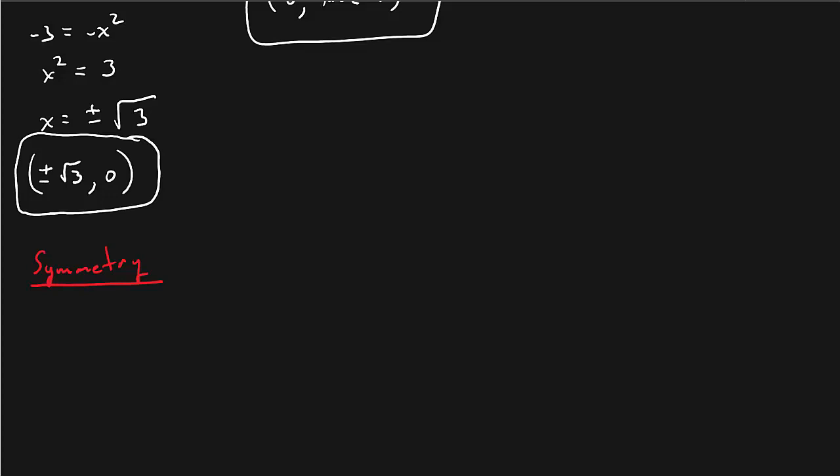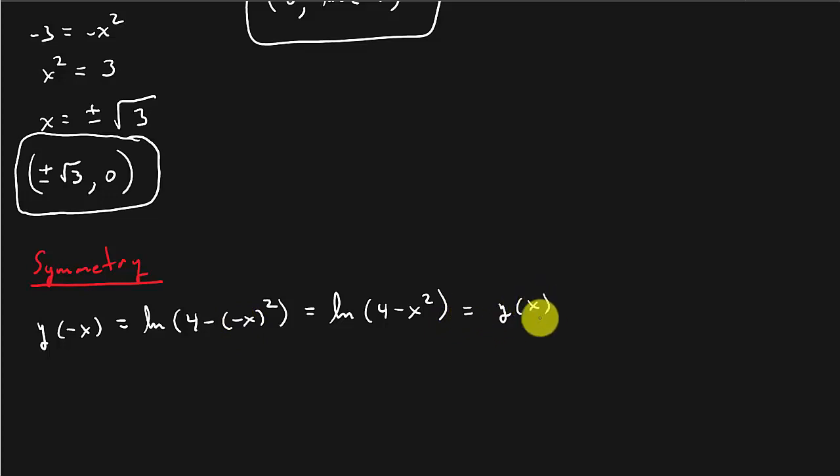All right, so symmetry, remember, that's where you evaluate the function at negative x. So y of negative x is equal to natural log of 4 minus negative x squared, which is equal to natural log of 4 minus x squared. So when I square that, that becomes positive, minus x squared, which is equal to y of x. So that means this is an even function. All right, so if you need to check on that, for more videos on even and odd functions, just go to my channel, search for even and odd functions, and I've got a video on just that that goes over all that.